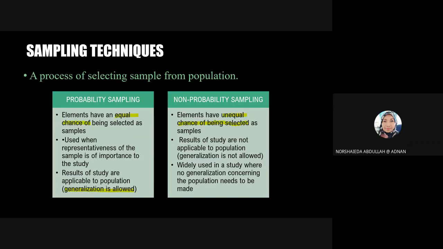So biasanya non-probability sampling ni kita guna untuk survey yang macam pilot study ke, okay, kita nak buat pilot study ataupun a study where we don't want to apply the generalization, we just want to know some information tapi kita tak nak buat the generalization about the population. Okay, so we can use the non-probability sampling. So untuk our project nanti kita akan guna the non-probability sampling lah. Okay.